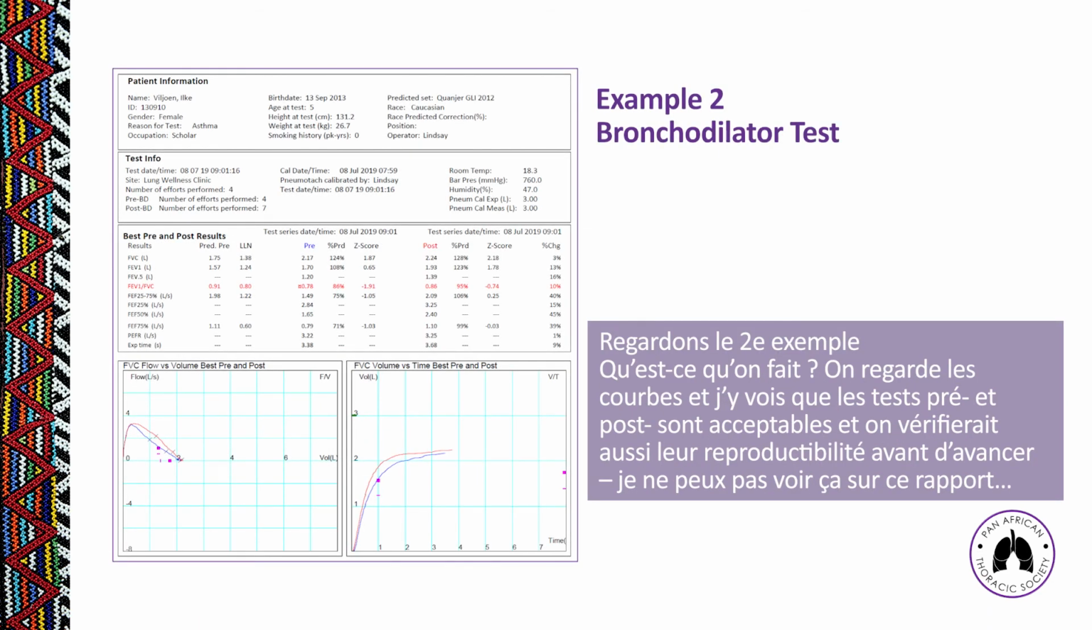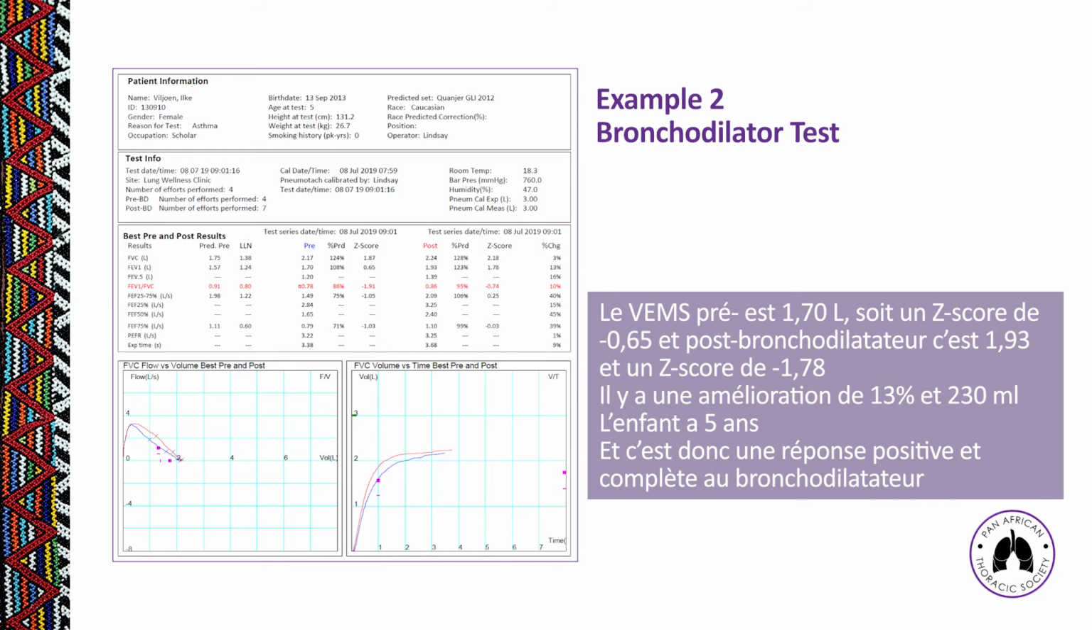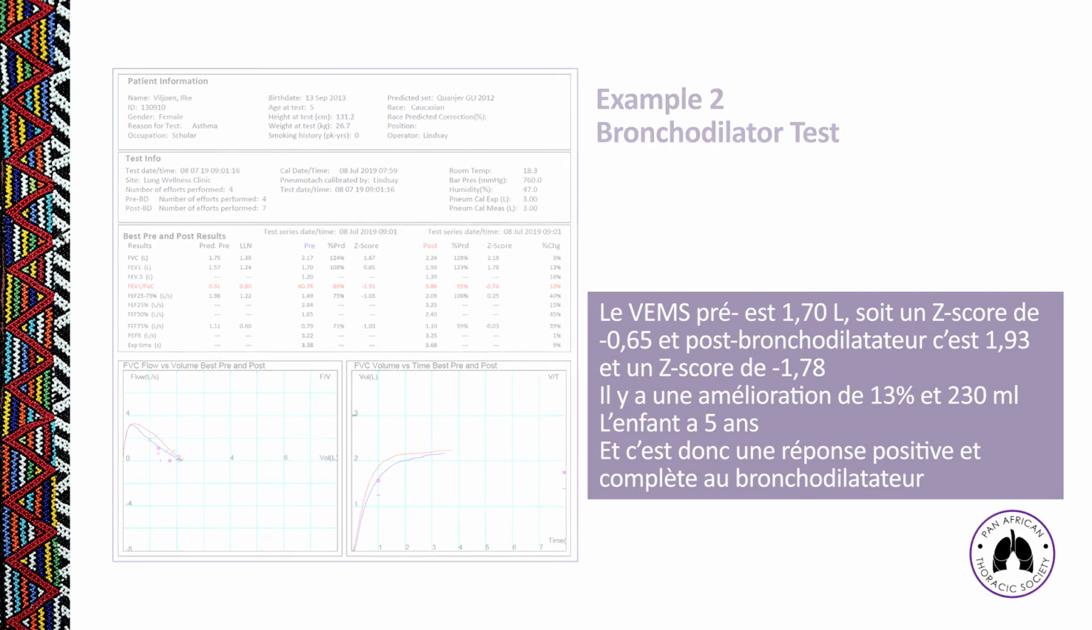Let's look at example 2. Again, you look at your graphs, and what I can see is that my pre and post tests are acceptable, and you would have checked the repeatability of the tests before you go forward, and I can't read that off this report. The FEV1 pre is 1.70 liters, which is a Z-score of 0.65, and post bronchodilator it's 1.93, which is a Z-score of 1.78. There is a 13% improvement and 230 mils. The child is 5 years old, so this is a positive, complete bronchodilator response.